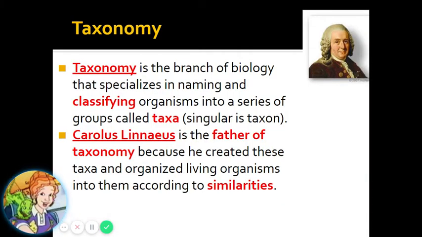So the study of classification is called taxonomy. It has been around for a long time. Scientists have always been interested in classifying new organisms that they discover, figuring out relationships and putting them into groups. There are different levels of classification. A single level of classification is called a taxon, or multiple groups would be called taxa. The person that is considered to be the father of taxonomy is Carolus Linnaeus. He created the system that we use today for classifying living things according to similarities.